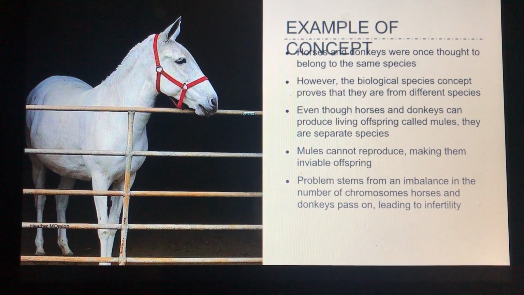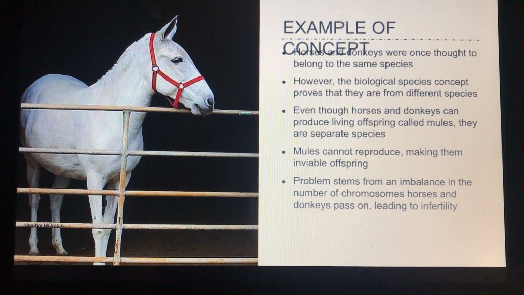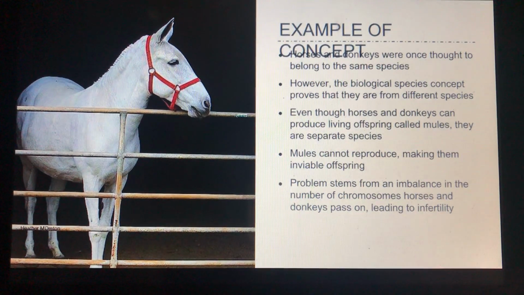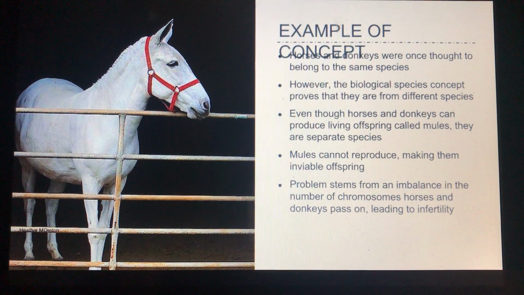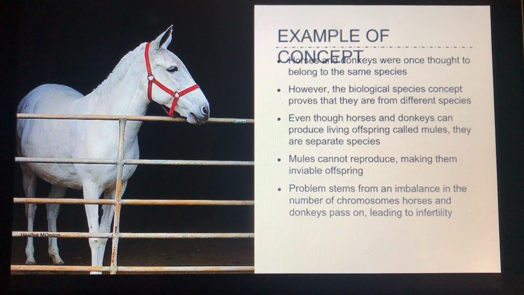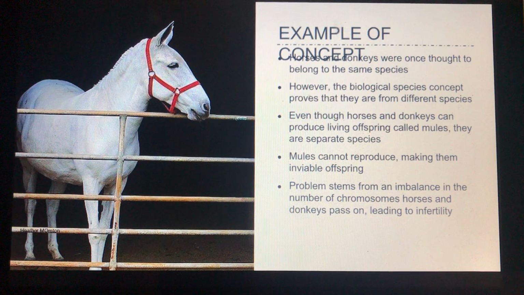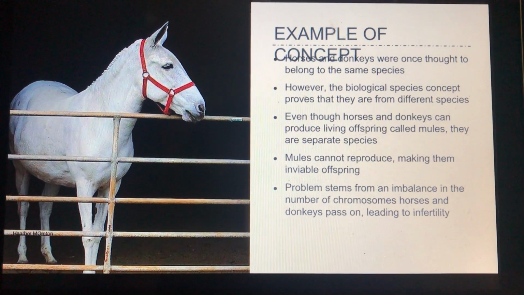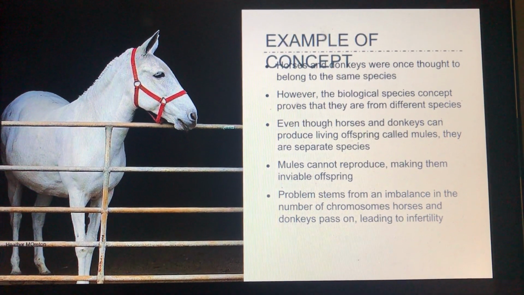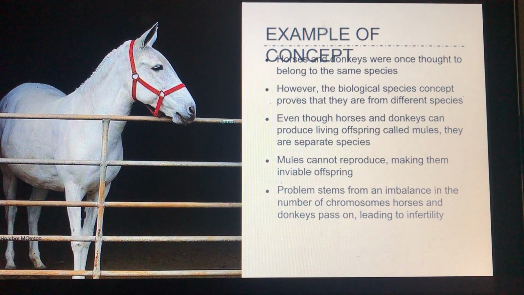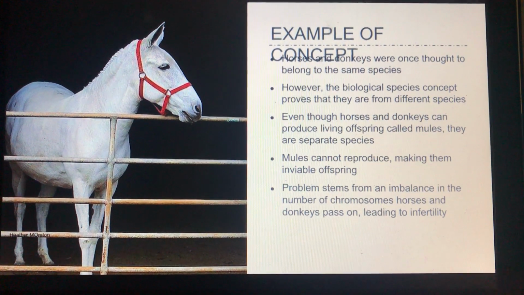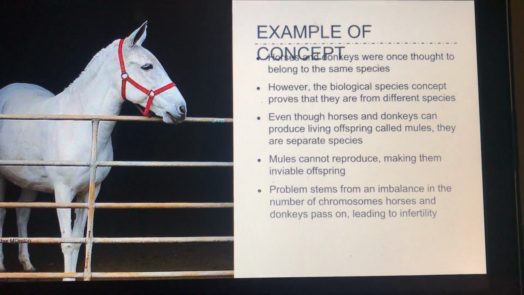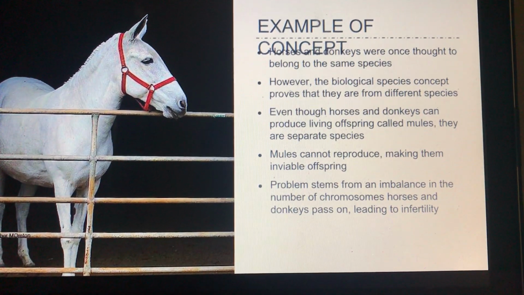The example of the concept: horses and donkeys were once thought to belong to the same species. However, the biological species concept proves that they are from different species. Even though horses and donkeys can produce living offspring, called mules, they are separate species, because mules cannot reproduce, making them inviable offspring. The problem stems from an imbalance in the number of chromosomes horses and donkeys pass on, leading to infertility.